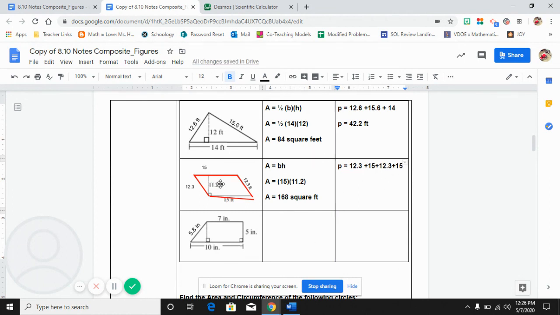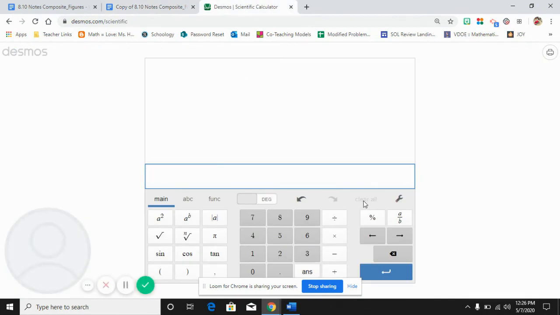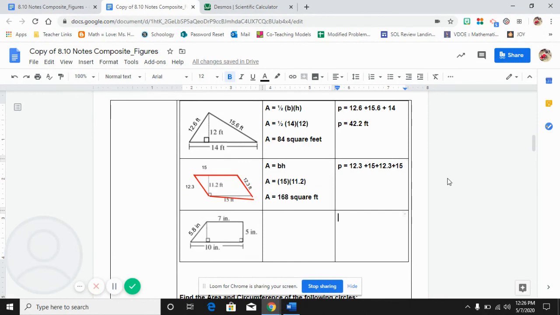You may be wondering, why didn't we include 11.2? Well, remember, perimeter is the distance around a figure on the outside. 11.2 is a distance inside the figure, so it really has nothing to do with the outsides. So we don't need to include that in our perimeter at all. Perimeter of this figure is going to be 54.6. As always, 54.6 what? Because you need to include a unit. It's going to be feet.